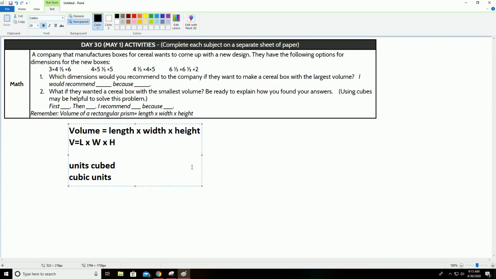I hope that helps you with the video. Please, please, please, if you forgot what volume is, go look at Miss Shaw's video. It's only about 2 minutes long. It's very, very helpful, and then you can come back to this one. On number 1, you're finding the largest. On number 2, you're finding the smallest.